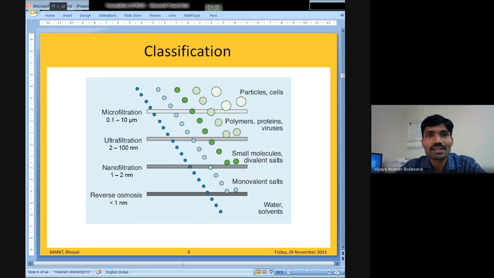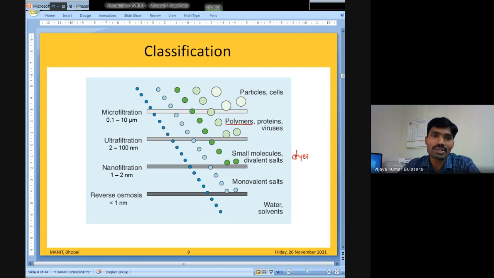Here is another diagram showing the membrane separation process. A microfiltration process can remove larger particles. Then the species which pass through microfiltration membranes can be pure water or solvent, then monovalent ions, multivalent ions, then polymers, proteins, and viruses. So microfiltration can separate the particles and bacteria cells. Then the ultrafiltration process can separate the polymers, proteins and viruses, whereas a nanofiltration membrane can separate small molecules such as dyes and multivalent ions and salts, whereas reverse osmosis can separate everything except the solvent, because we are using a semi-permeable membrane which allows only the water or solvent to pass through it.